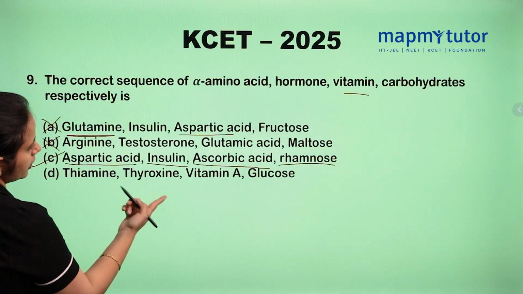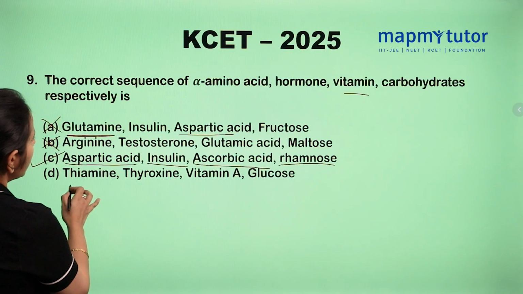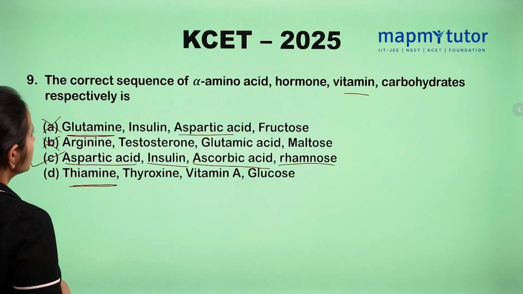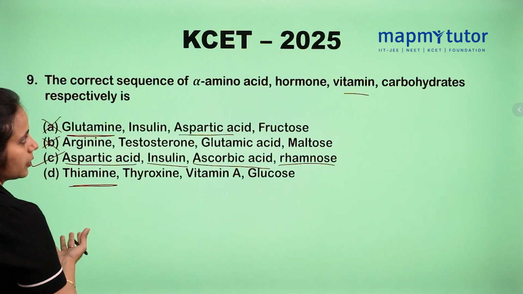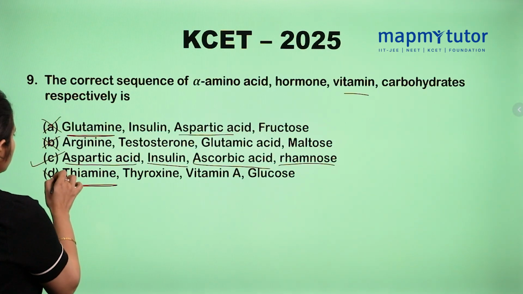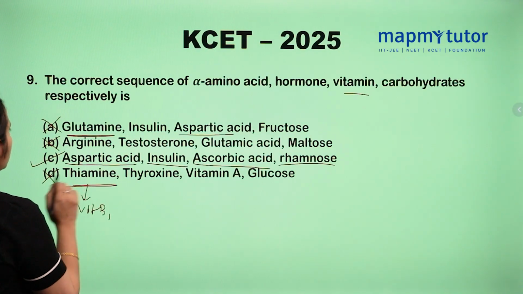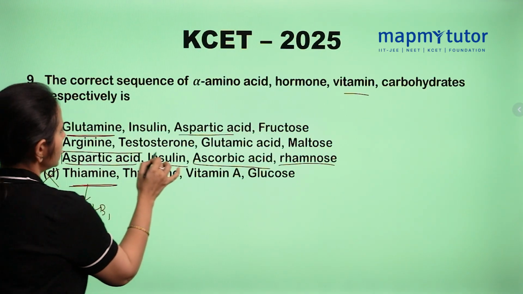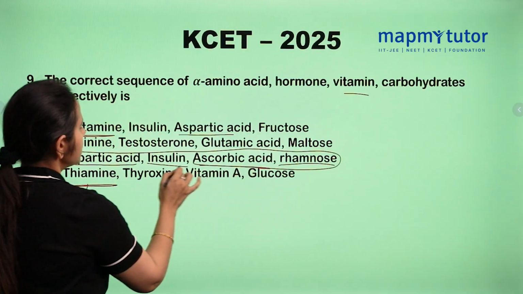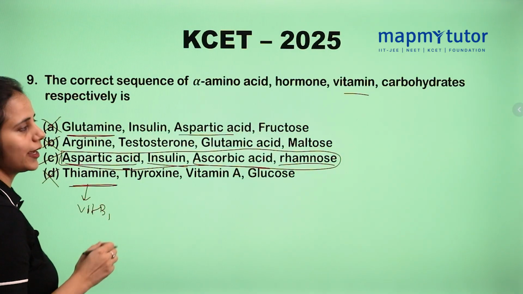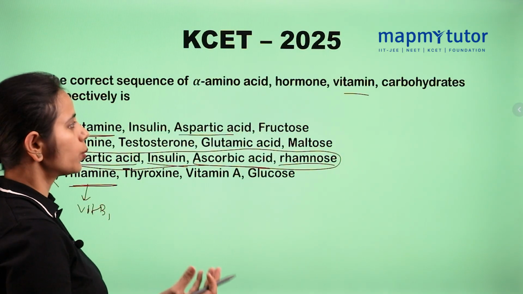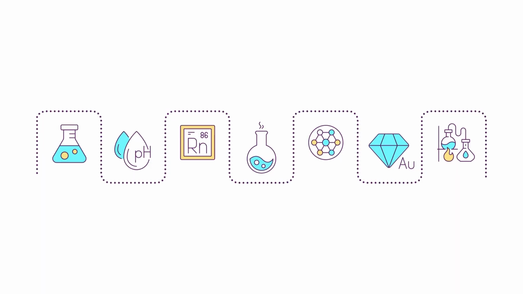Like we can see in the last case, this thiamine is not an alpha amino acid. It is a vitamin. So this is wrong. Vitamin B1 is known as thiamine. Okay, so this can't be the answer. So we get our answer C. These are all following the sequence of alpha amino acid, hormone, vitamin and carbohydrates.